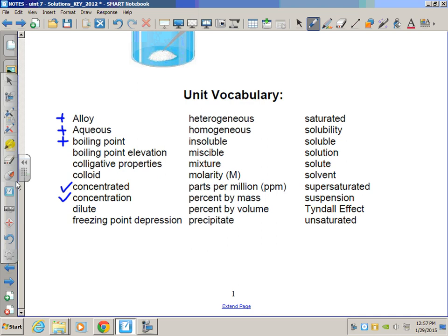Dilute could be a verb or an adjective. I'm going to go ahead with a check on this one. Could be a plus. I'll put a plus or a check. Okay? You can dilute something, or something can be dilute. Freezing point depression. This is not a mental state for the freezing point.